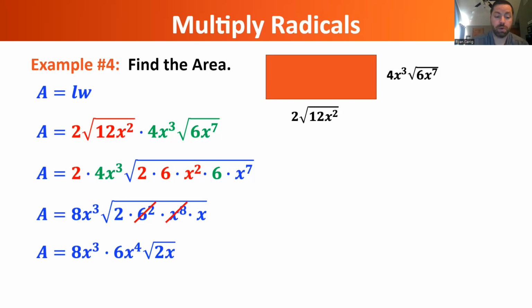Last step is just to multiply what's outside, what was already outside, 8x to the third, times what got brought out, 6x to the 4th. 8 times 6 is 48. X to the third times x to the 4th is x to the 7th, radical 2x. So the area of that rectangle in simplest radical form is 48x to the 7th, radical 2x.